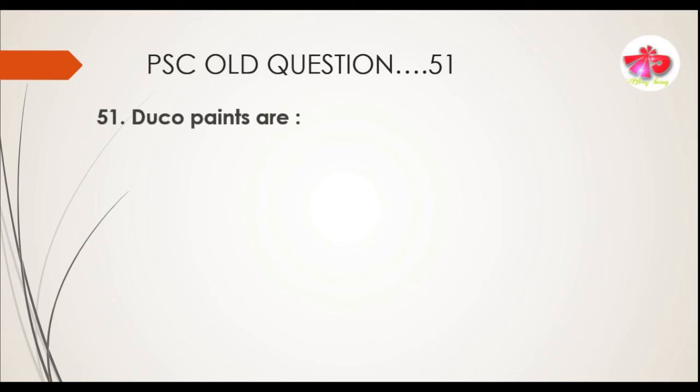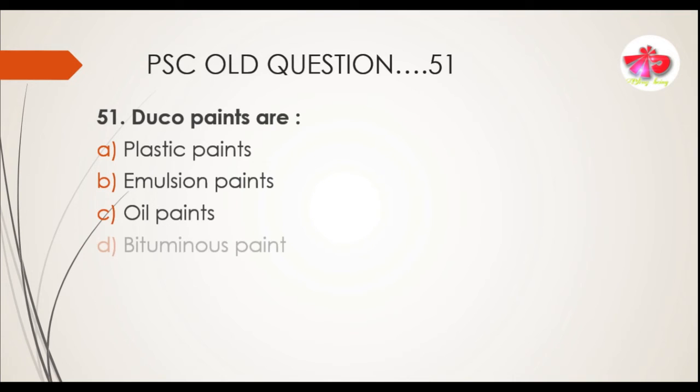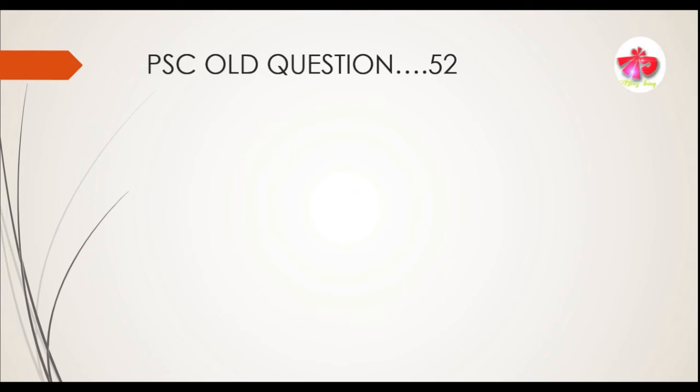Question number 51. Duco paints are option A, plastic paints, option B, emulsion paint, option C, oil paints, and option D, bituminous paints. So friends, Duco paints are oil paints. Option C will be the correct answer here.